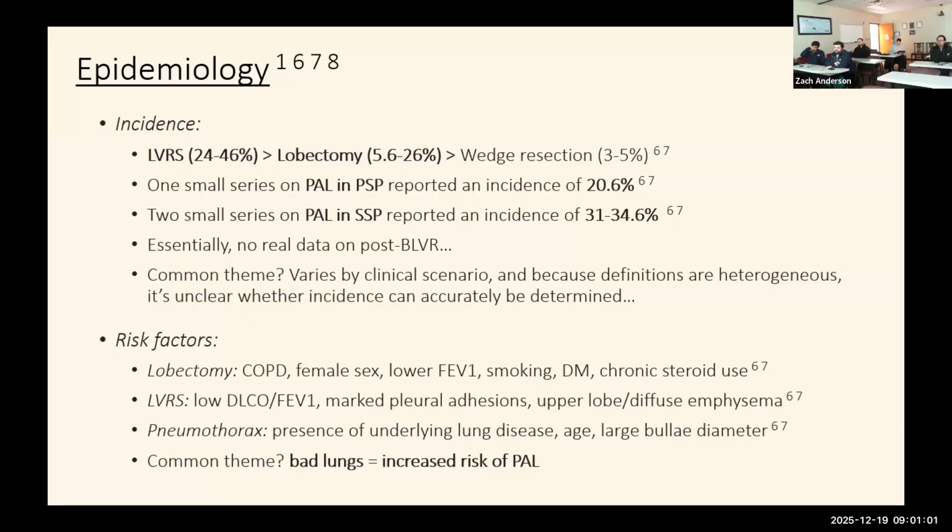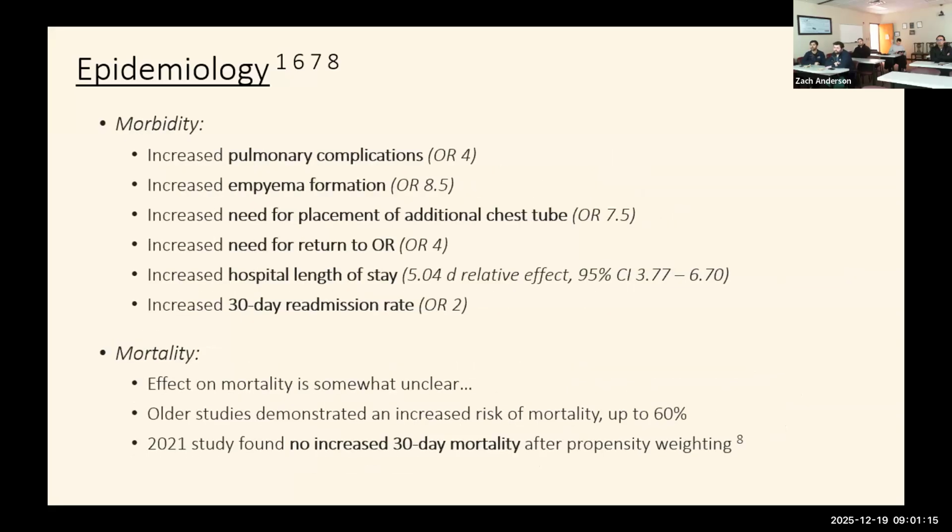In the setting of pneumothorax, definitely the underlying lung disease. As you get older, there's an increased risk, and the larger bullae are at more risk. Again, what's the common theme here? Bad lungs, more likely to get a PAL. Morbidity-wise, it increases pulmonary complications, empyema formation, need for additional chest tubes, need for return to the OR, increased hospital length of stay, and increased 30-day admission rate. And you can see the odds ratios all there. It on average increases the length of hospital stay by 5 days over someone who does not develop a PAL.